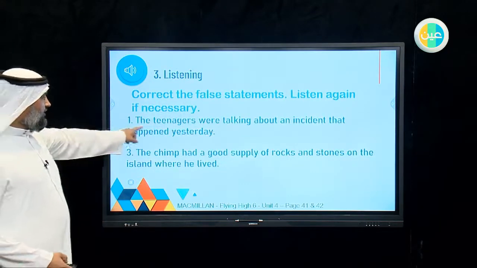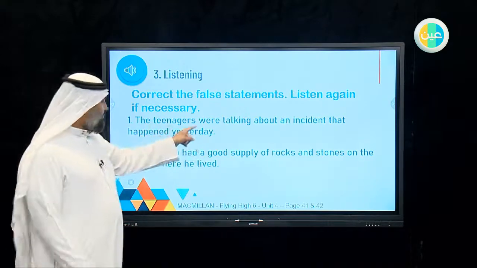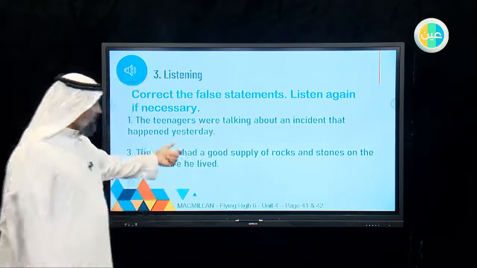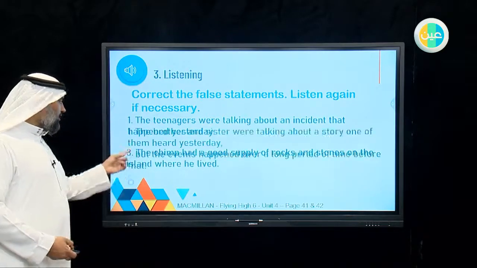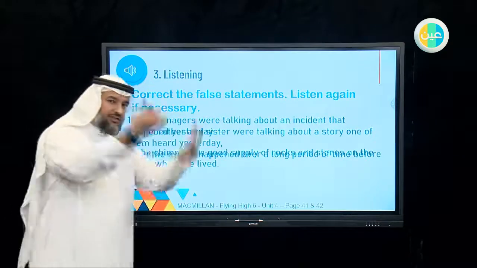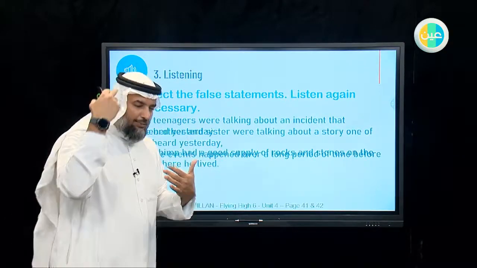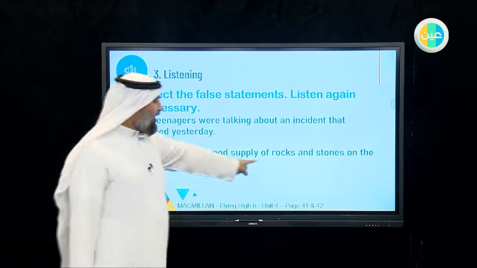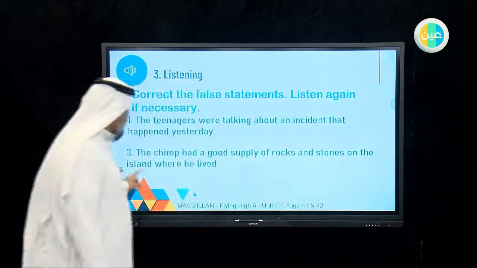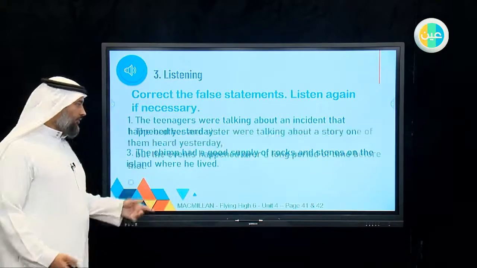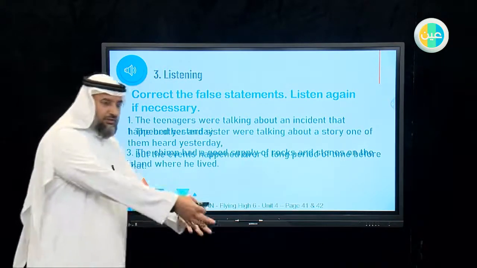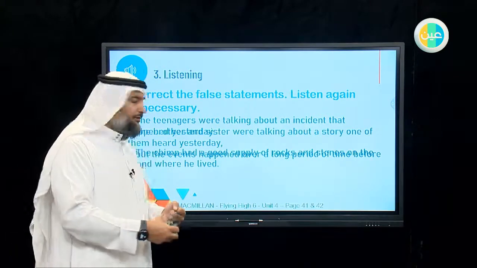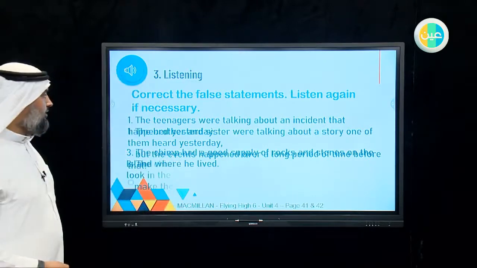So the first one is the teenagers were talking about an incident that happened yesterday, but they weren't. They were talking about an incident that happened before. They read the newspaper yesterday, but the story happened before that. The second one, the chimp had a good supply of rocks and stones on the island where he lived. No, he didn't. He was collecting them. He was going to the water and collecting them, and also breaking some of the concrete wall. So it's not, he didn't.